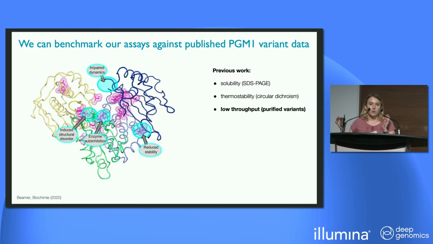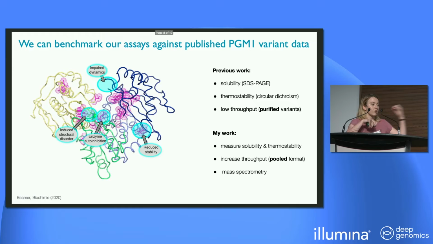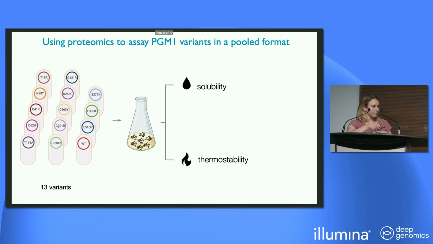And so as a pilot project, we selected this protein, phosphoglucomutase 1. It is a disease-relevant protein for which we have some data already about the stability and the solubility of a number of disease-causing variants. And all that data is from purified variants, and that's fairly low throughput. And this serves as a really great benchmark for us to now compare: can we measure solubility and thermostability, but can we do it in a pooled format using mass spec?